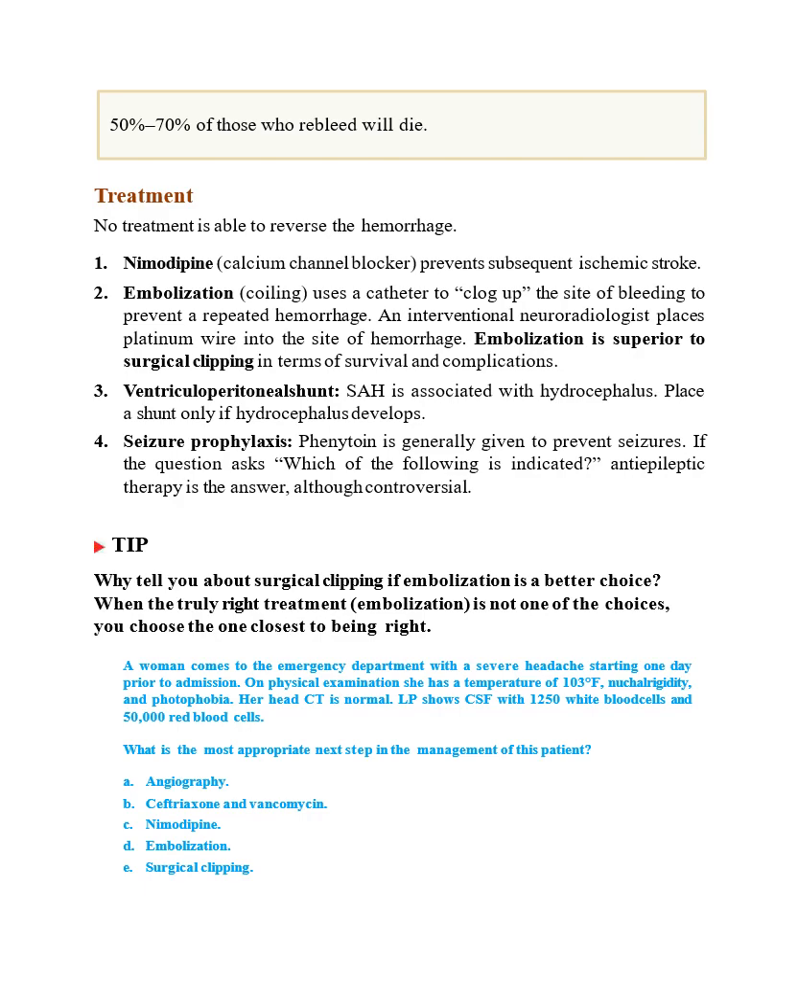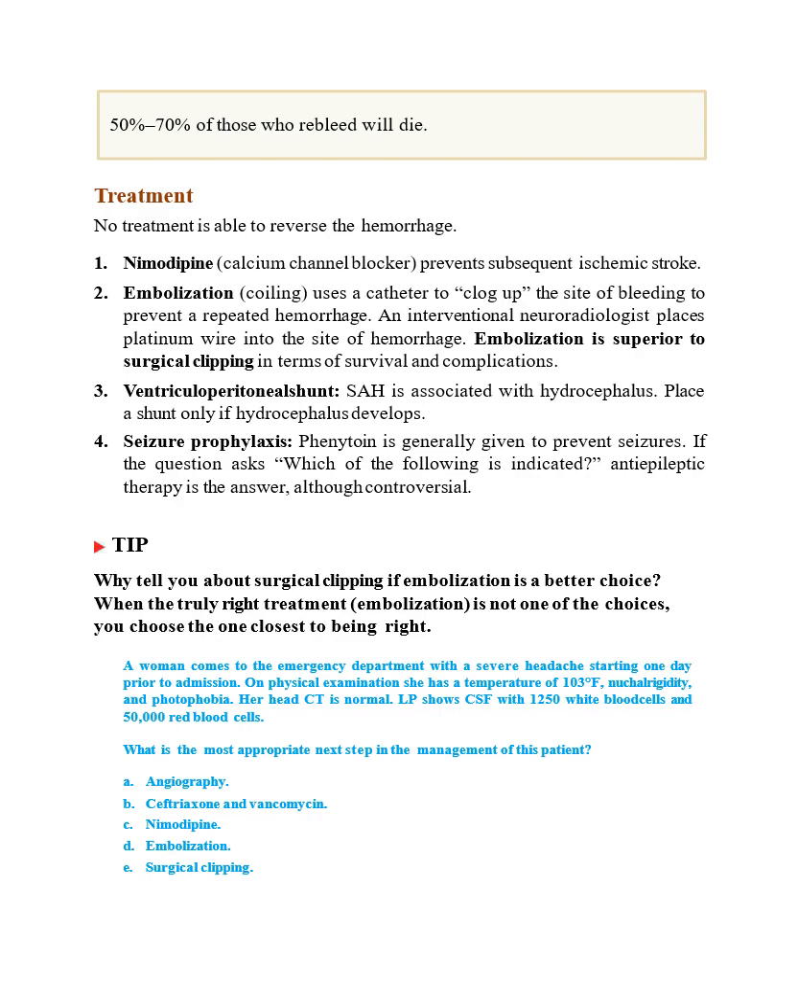There is no treatment able to reverse the hemorrhage, but we have a couple of treatment options. We can give the patient nimodipine, which is a calcium channel blocker, which prevents sequential ischemic stroke. We can do embolization or coiling, which uses a catheter to clog up the site of bleeding to prevent repeated hemorrhage. Also, we need to know that embolization is superior to surgical clipping in terms of survival and complications.